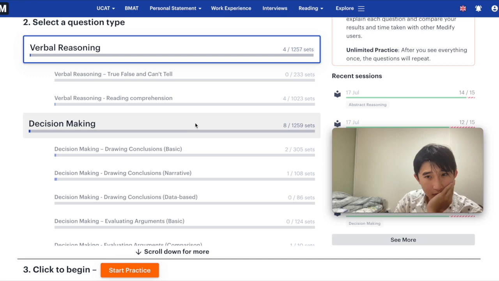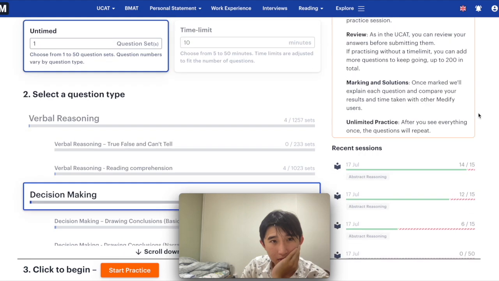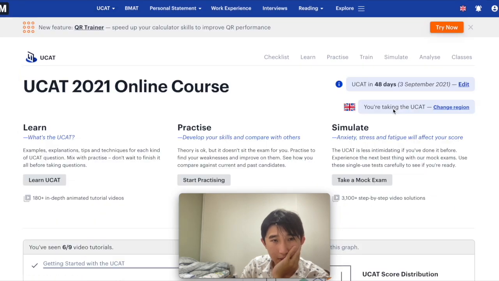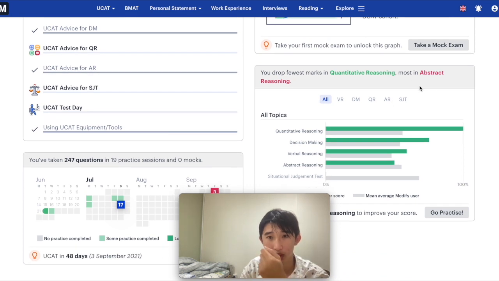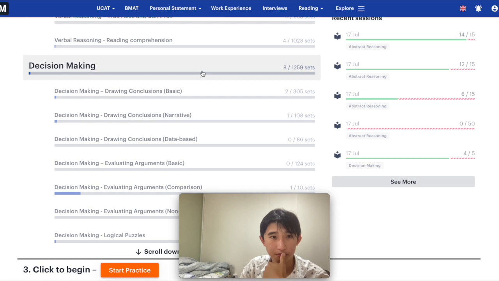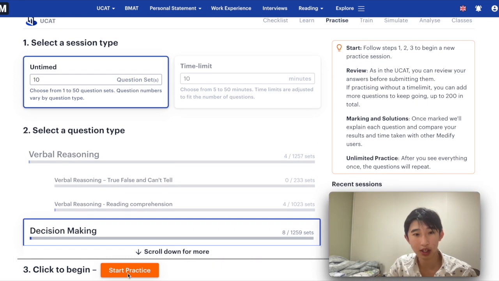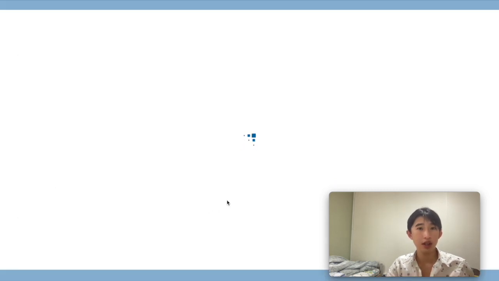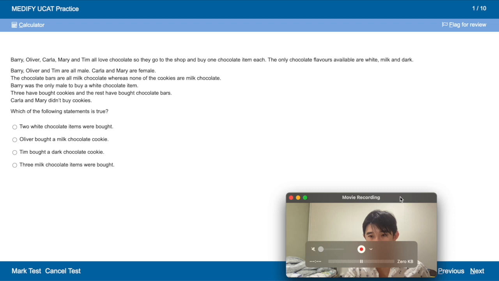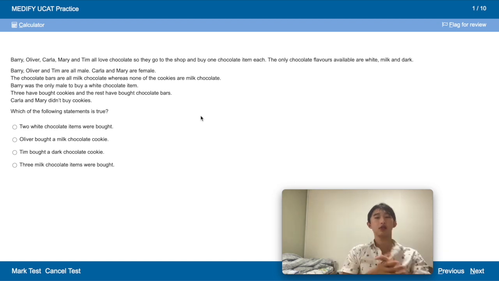I'm going to do some decision making. Let's see. So I did most on decision abstract reasoning, that's why it says I dropped most marks in abstract reasoning. I did barely any in quantitative reasoning. So let's do some decision making. Do 10 of those and then we'll call it a day because it's 1 a.m. at night and I want to go to sleep. Okay, logic puzzles. Let's go.